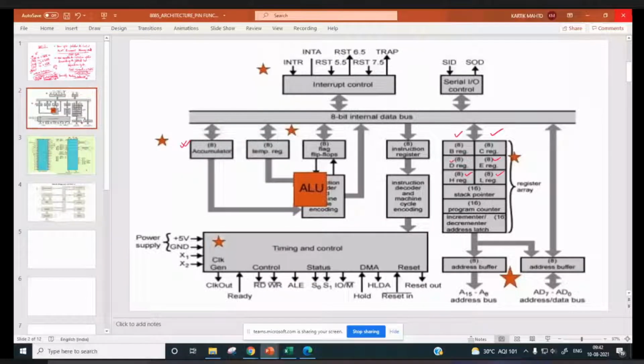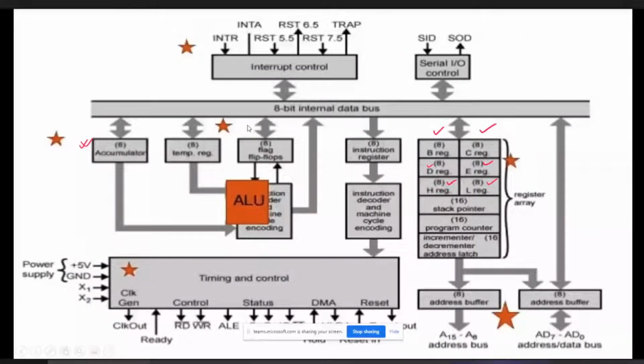Okay, if I go to this presentation, now you can track my mouse. See, I am pointing over here. This one is the accumulator, right? This is 8 bit. The 8-bit accumulator is connected to the arithmetic logic unit, which is also 8 bit.